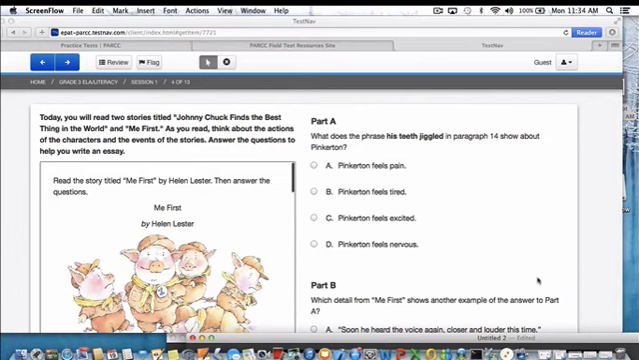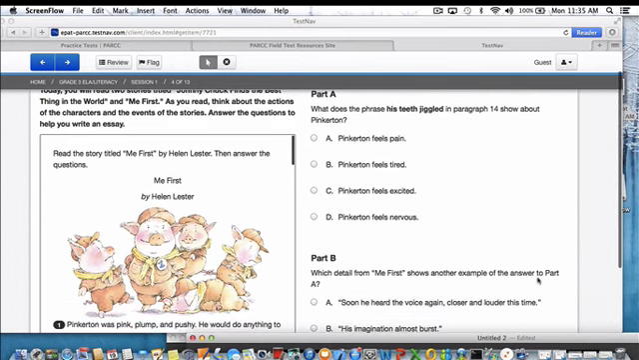So we're going to be looking at the PARCC sample assessment. We're looking at the grade 3 story called Me First by Helen Lessiter, and then we're going to be looking at a couple of questions and digging a little deeper into them to really understand what makes them rigorous, using Bloom's taxonomy as well as Webb's depth of knowledge.